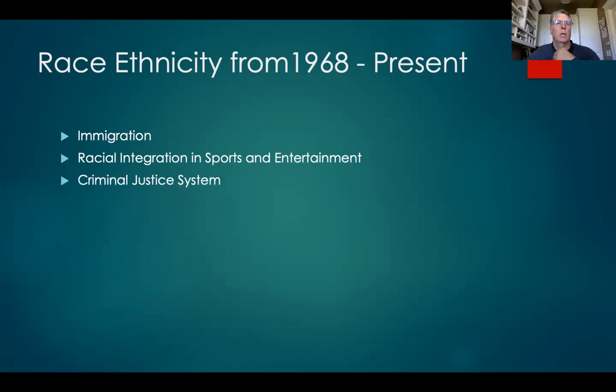Open. The criminal justice system, you had getting tough on crime. Crime had risen. You get tough on crime in the 60s. You had 3 strikes and you're out. Prison reform, Trump's most recent prison reform act, government and politics, a lot going on there as far as equal rights.